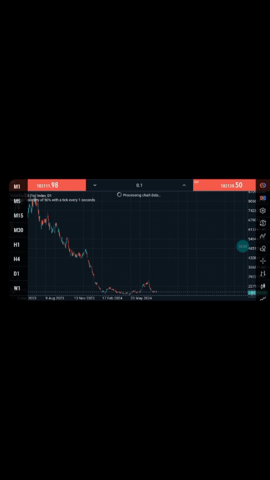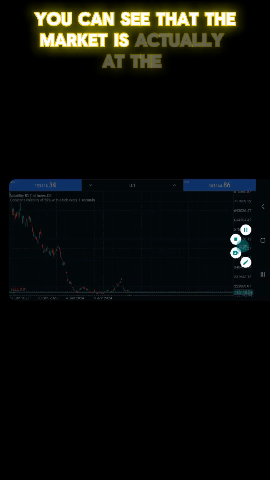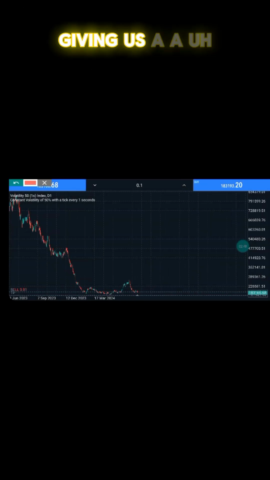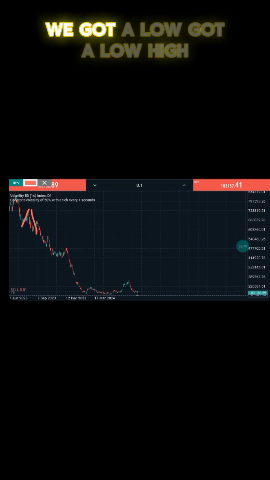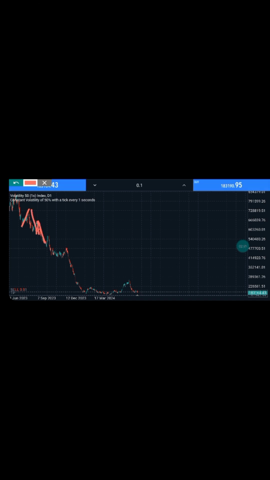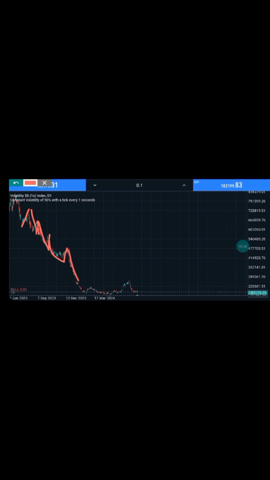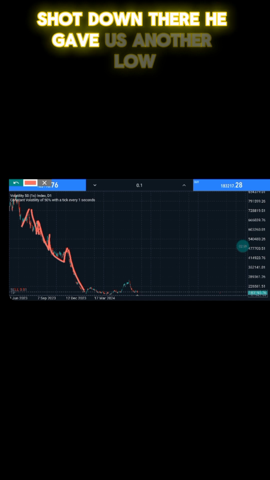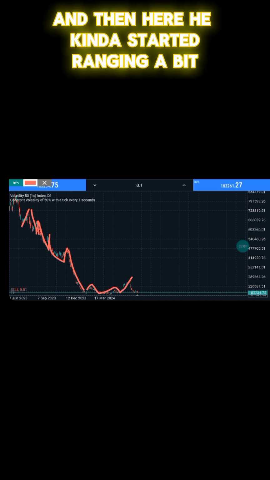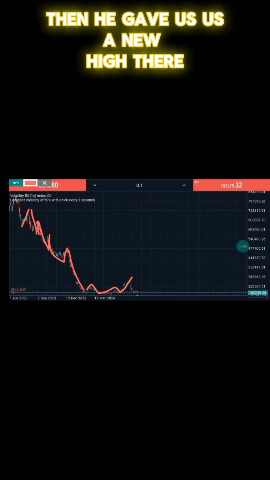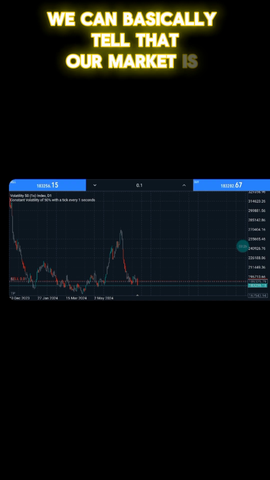So if you go to your 1-day chart and have a look at it, you can see that the market is actually at the moment giving us a bearish bias. As you can see there, we got our high, we got our low, lower high, lower low, lower high, lower low, lower high. Shot down there, he gave us another low, and then here he started ranging a bit. Then he gave us a new high there. So basically, you can tell that our market is bearish.